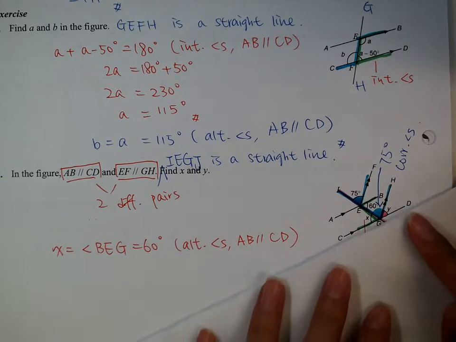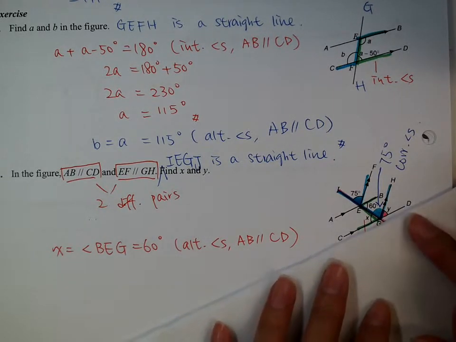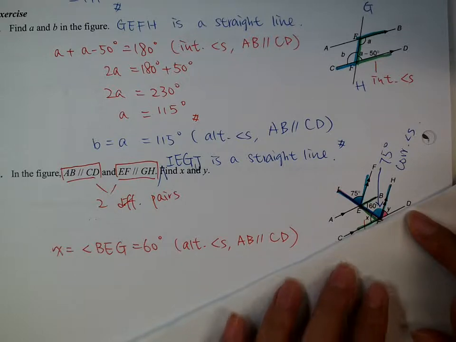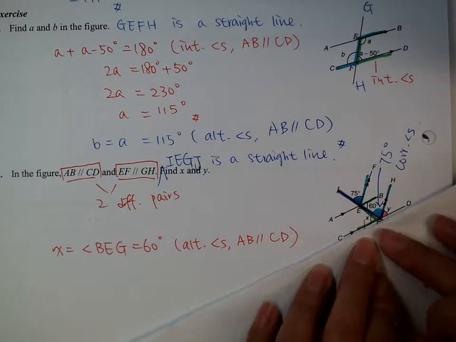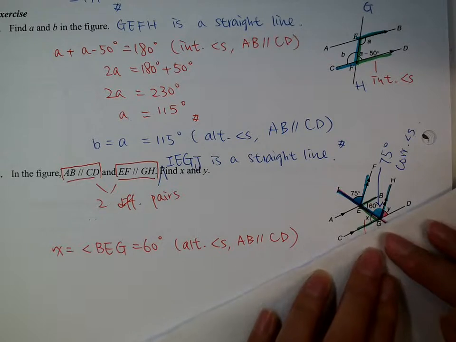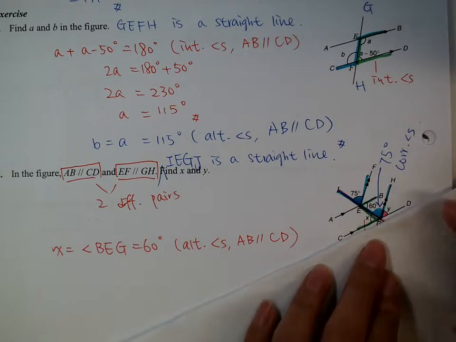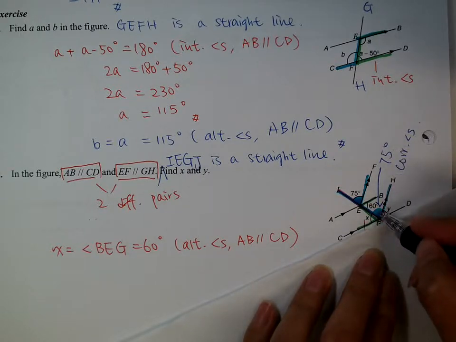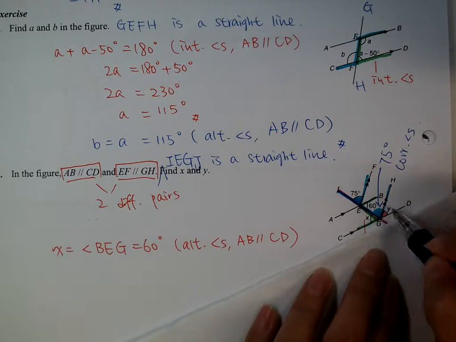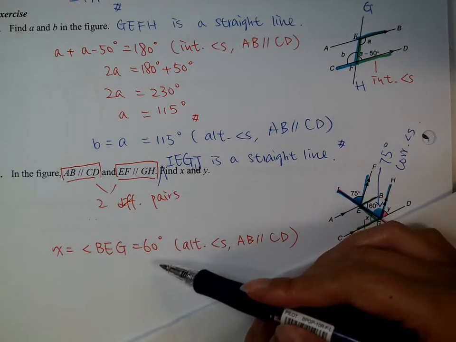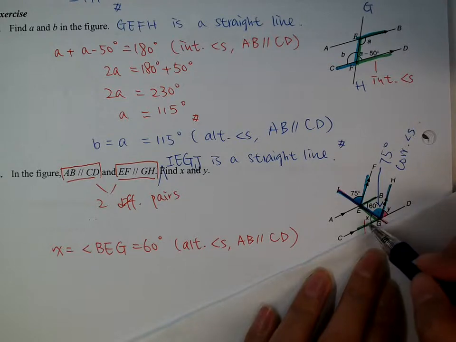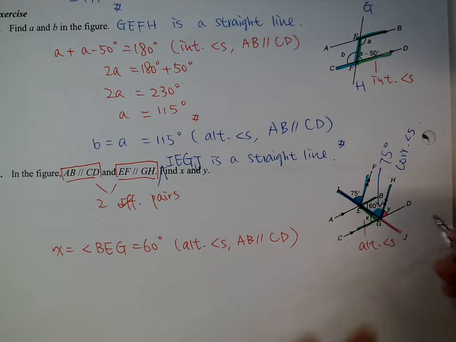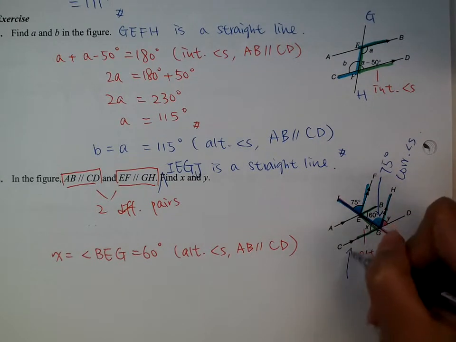This one, CGD, it is a straight line. So on this straight line CGD, there are three angles together: x, the 75 degrees you found, and y. So this time you add them up, because x you found already is 60 degrees. The sum is 180 because you're using adjacent angles on a straight line.